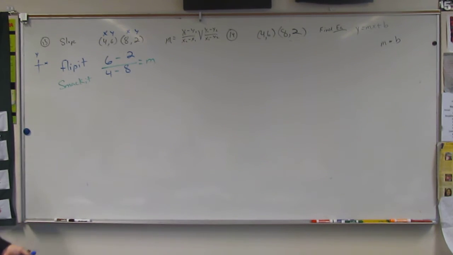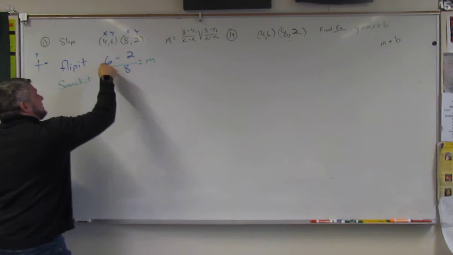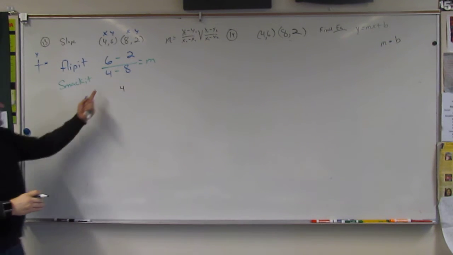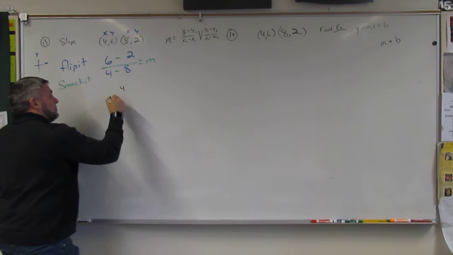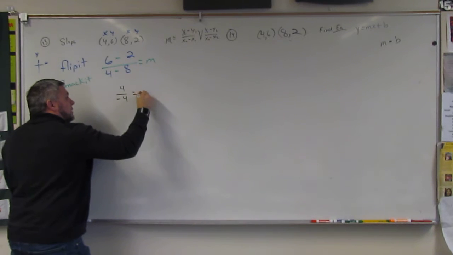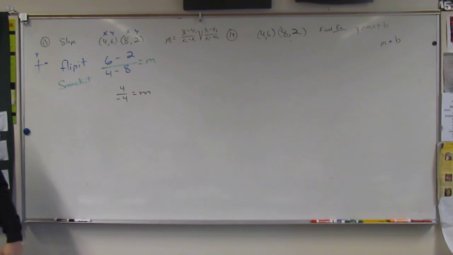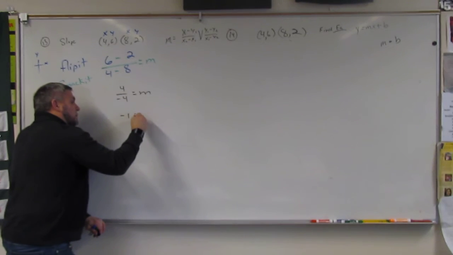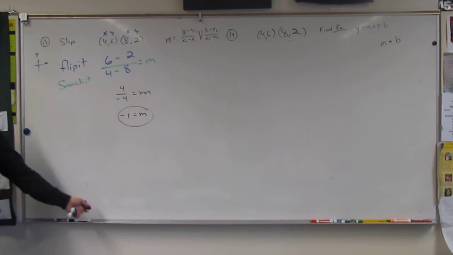That's your slope. Right? And so 6 minus 2 is 4. 4 minus 8 is negative 4. So what is 4 divided by negative 4? It's negative 1. Right? So we have our slope. It's negative 1.